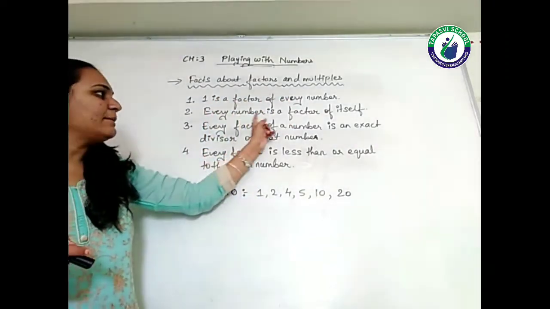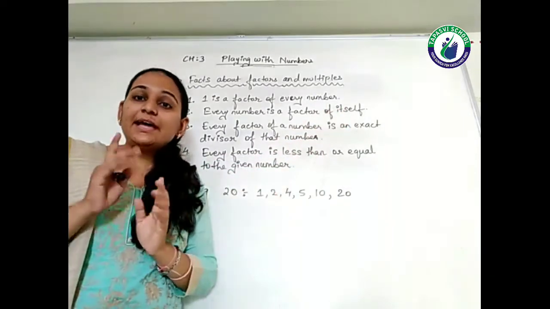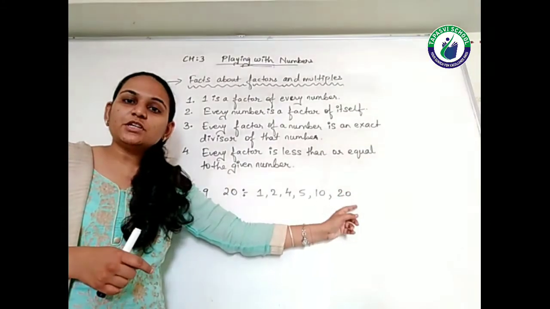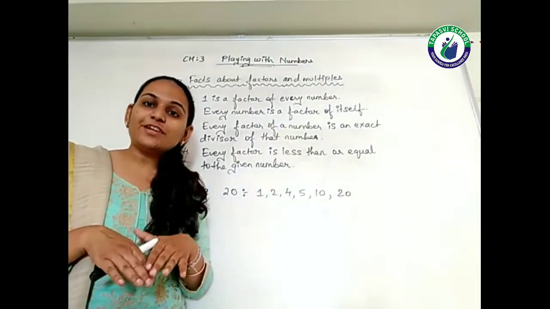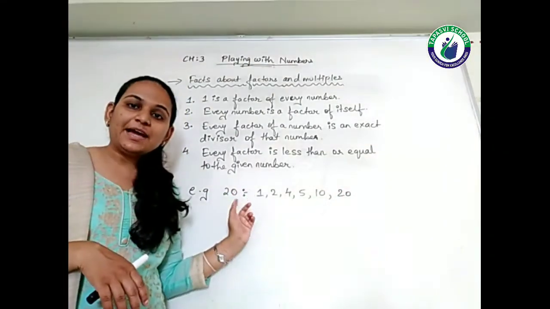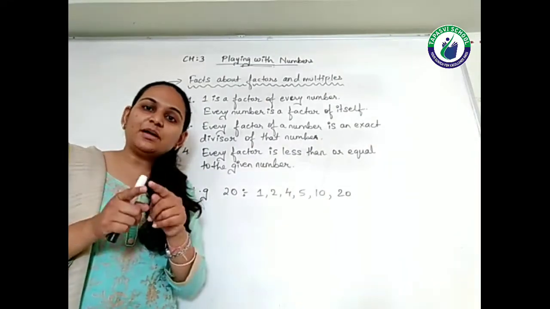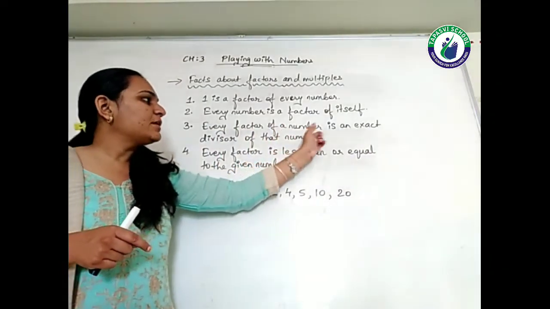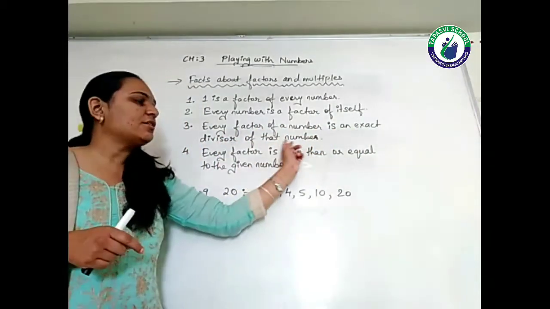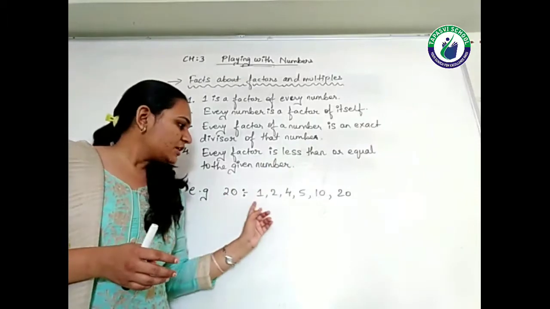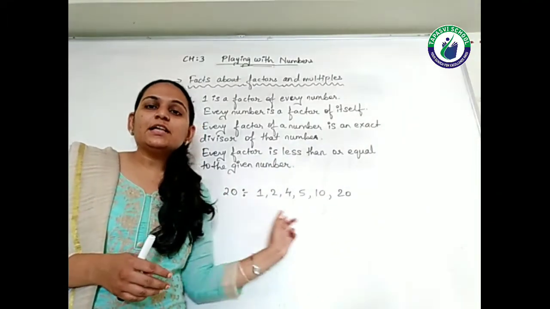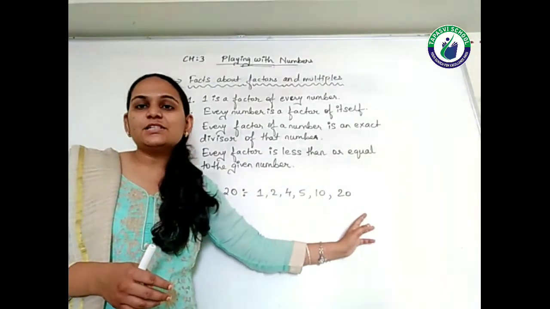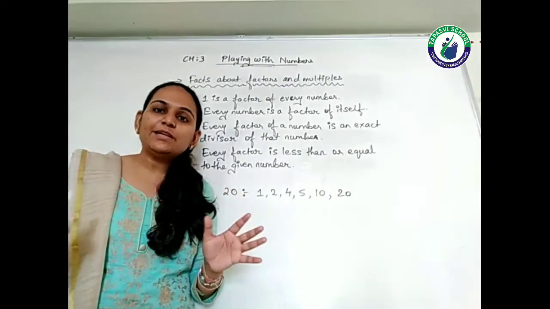Second one, every number is a factor of itself. See here, the last factor is 20. So this number is a factor of itself only. 20 is the number and 20 is the factor also. So every number is a factor of itself. Third one, every factor of a number is an exact divisor of that number. That means all these numbers written here are dividing this 20. So these all are the divisors of 20 and they divide completely.